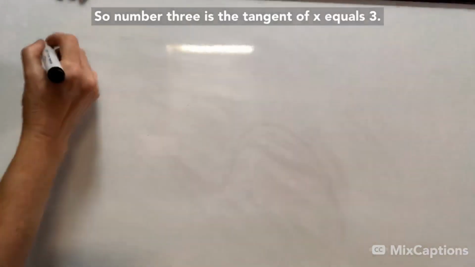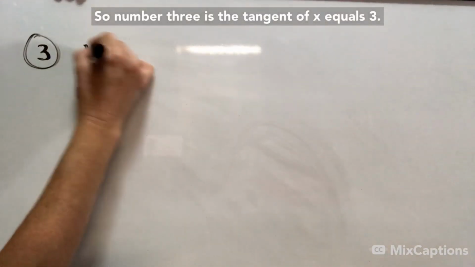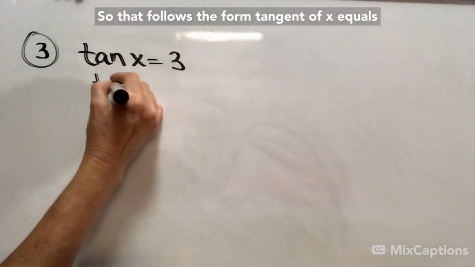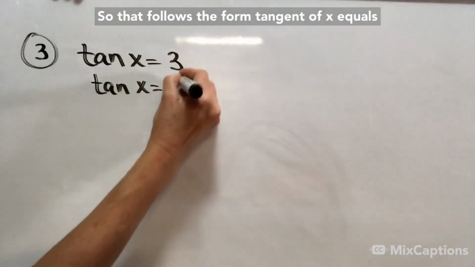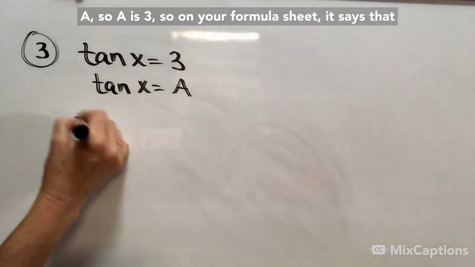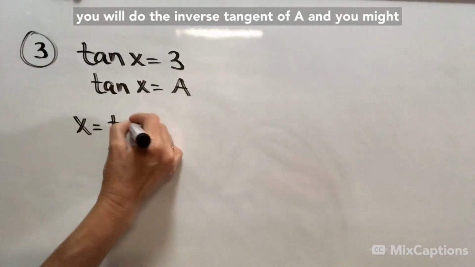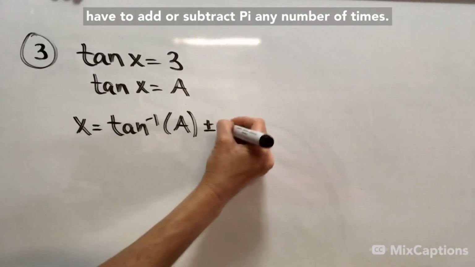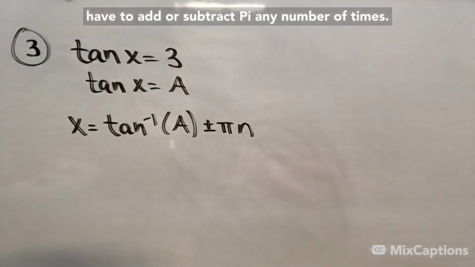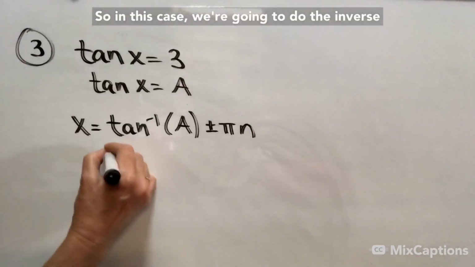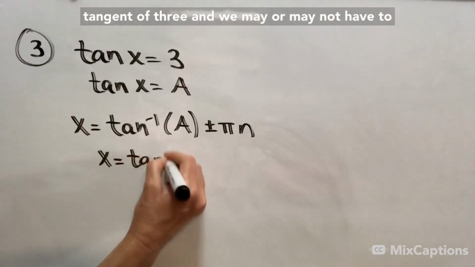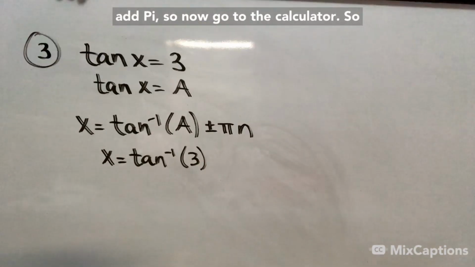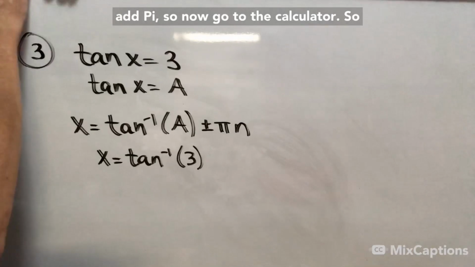All right, so number 3 is the tangent of x equals 3. So that follows the form tangent of x equals a. So a is 3. So on your formula sheet, it says that you will do the inverse tangent of a, and you might have to add or subtract pi any number of times. So in this case, we're going to do the inverse tangent of 3, and we may or may not have to add pi. So I'm going to now go to the calculator.